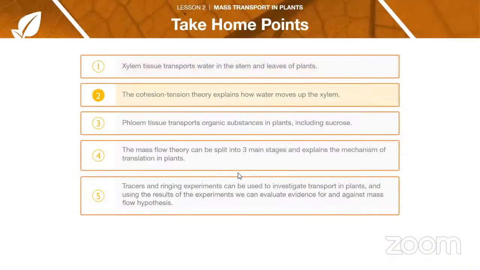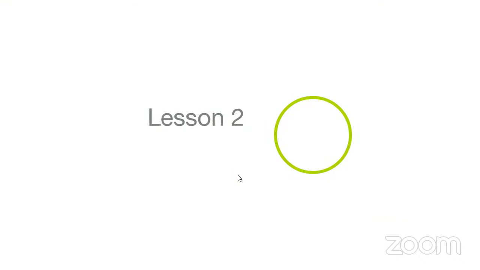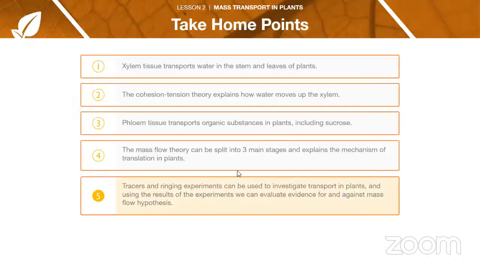We'll skip these questions. But yeah, your crucial take-home points are: xylem tissue transports water in the stem and leaves of the plant. Cohesion tension theory explains how water moves up the xylem. Phloem tissue transports organic substances in plants, including sucrose, through the process of translocation. The mass flow theory can be split into 3 main stages and explains the mechanism of translocation in plants. Tracers and ringing experiments can be used to investigate transport in plants.